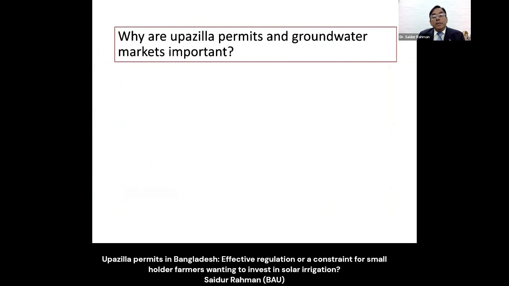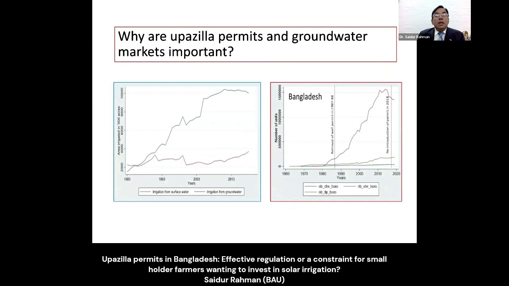Why are Upazila permits and groundwater markets important in the Bangladesh case? You from Bangladesh as well as India and Nepal showed all the things. But in our case, you can see from the first graph that surface water irrigation is almost static in our country. But groundwater irrigation was increasing, and is still increasing a bit, in a slower way.